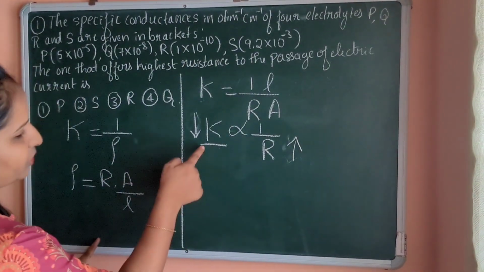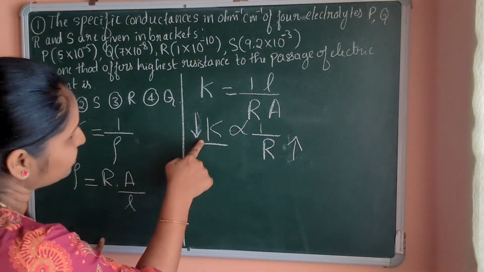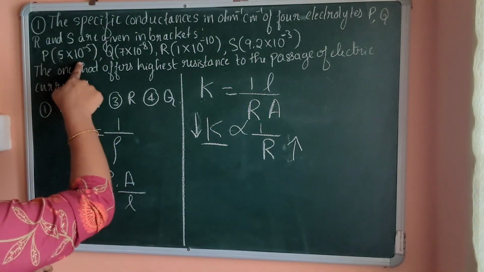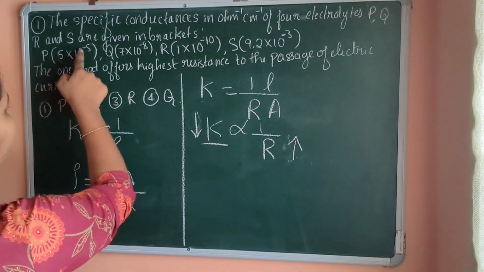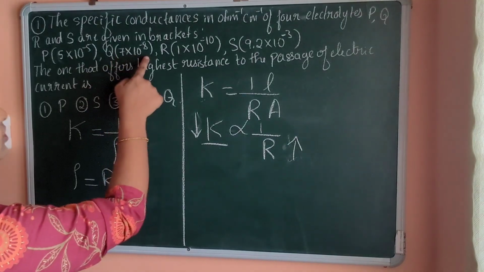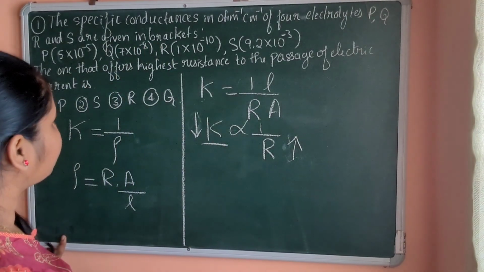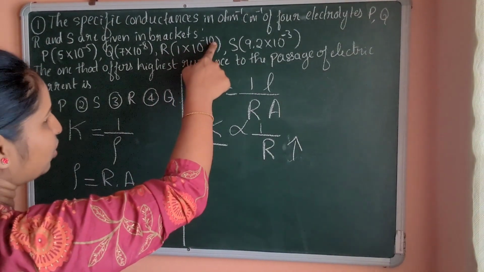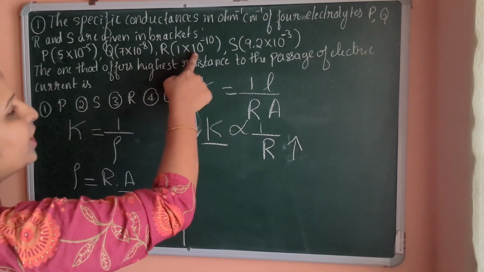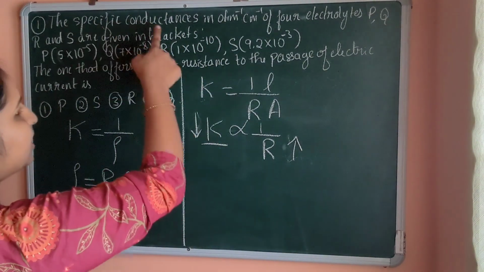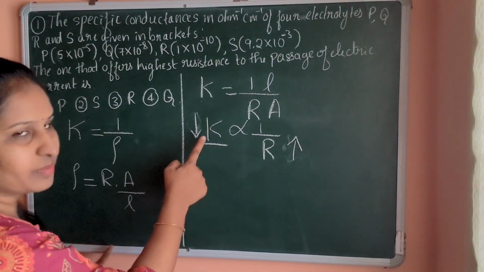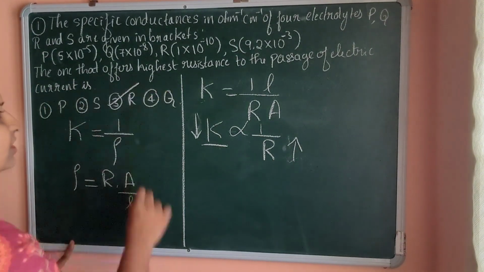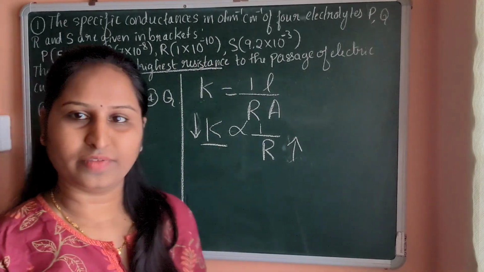Because you can see here, as the specific conductance decreases, the resistance value increases. So among the given options, you can see P electrolyte is 5 into 10 to the power minus 5, Q electrolyte is 7 into 10 to the power minus 8. If you check the values here, the one with R is 1 into 10 to the power minus 10. You can see the power value as well as the value. 1 into 10 to the power minus 10 is its specific conductance value. So the one with the lowest specific conductance makes the highest resistance. So option 3 is the right answer for the highest resistance in the given question.